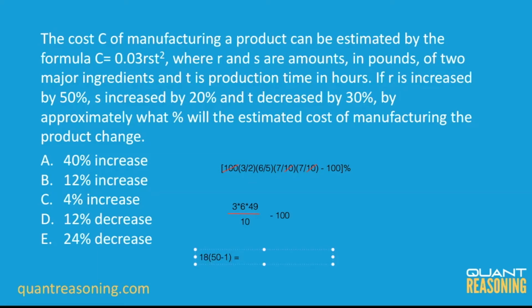So 18 times 5 is 90. The way I did that is 18 times 10 is 180, so half of that is 90. So 18 times 5 is 90. So that's 900 minus the 18, right? That's 882. And let's not forget to divide by 10. So it's 88.2 minus 100%. That's the answer.